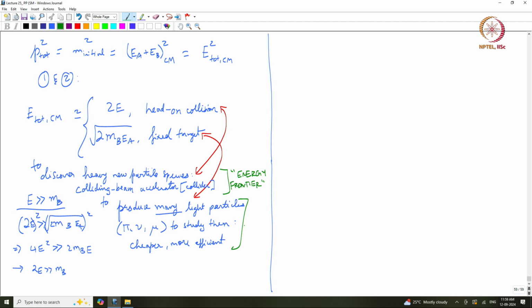This one is called the intensity frontier. Why is that? Because here you can produce a lot more particles, you cannot produce newer particles, okay, not generally, but since you have a beam you can run it for a very long time and you just produce many more pions and neutrinos and whatever hadronic showers. So, that gives you a lot of statistics to deal with. Basically here you are talking about intense beams, okay. So, one comes at the cost of another. So, both are equally important to push the frontiers of particle physics, okay.